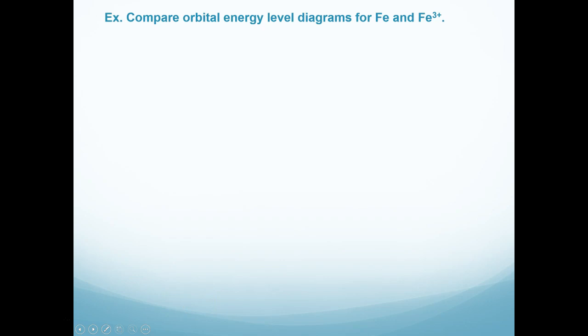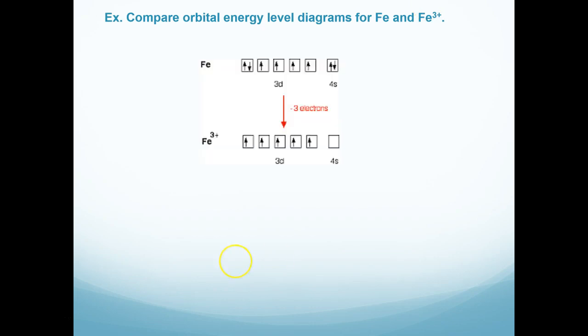So here's one more example. We want to draw the orbital diagrams for iron and iron 3+. If we compare, we see that for iron, we have the 4s filled, and then we have the 3d that's partially filled. And if we go from neutral iron to iron with a +3 charge, we want to make sure we remove the electrons in the 4s first, and then we can go back and remove another electron from the 3d. So always remove the ns first.